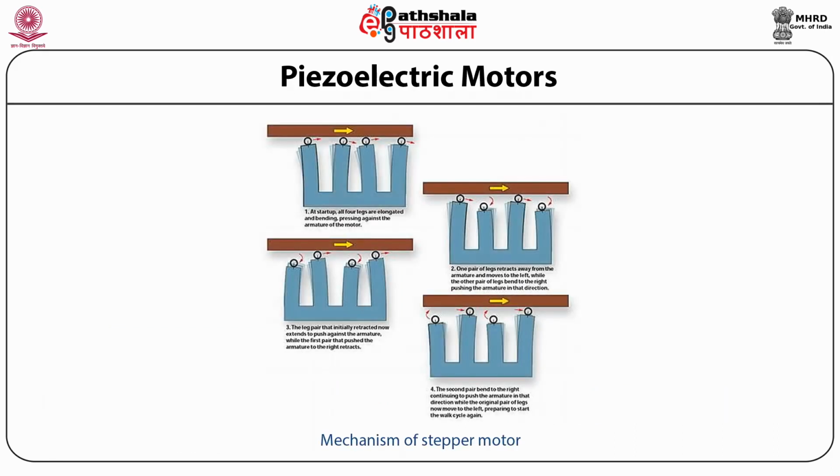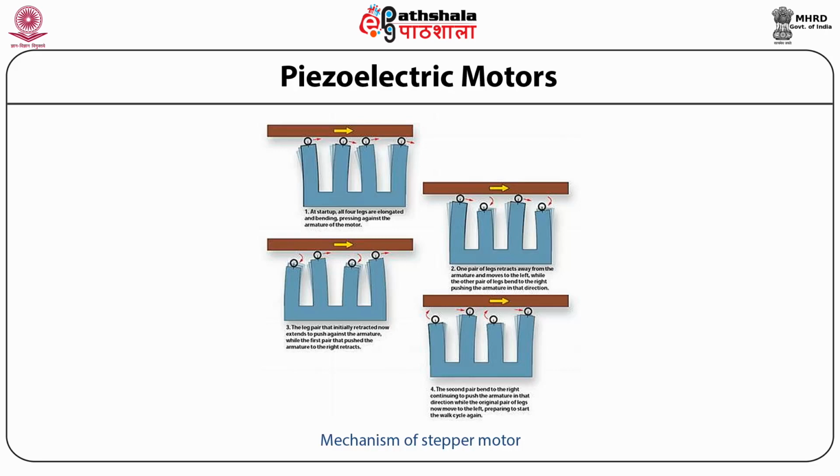So students, let us now discuss the mechanism of the stepper motor. First, at startup, all the four legs are elongated and bending, pressing against the armature of the motor. Second, one pair of legs retracts away from the armature and moves to the left, while the other pair of legs bends to the right, pushing the armature in that direction.